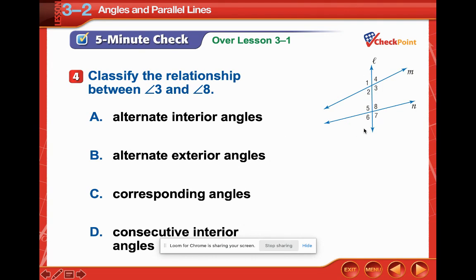Consecutive interior angles, all right, so they're both interior, right? They're on the inside of the 2 lines, and they're on the same side of the transversal, so they must be consecutive. Therefore, they are consecutive interior angles.